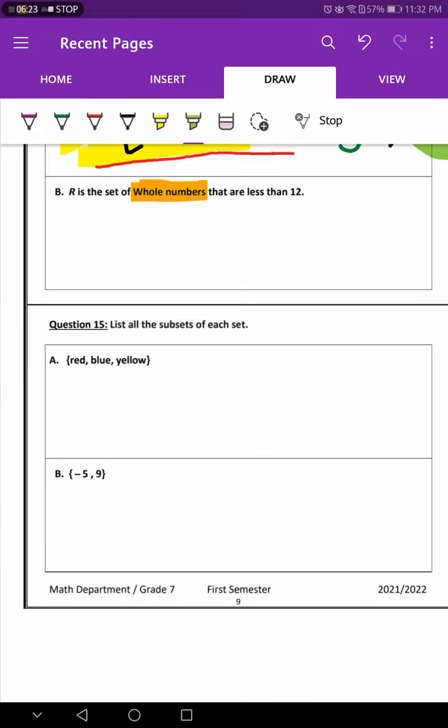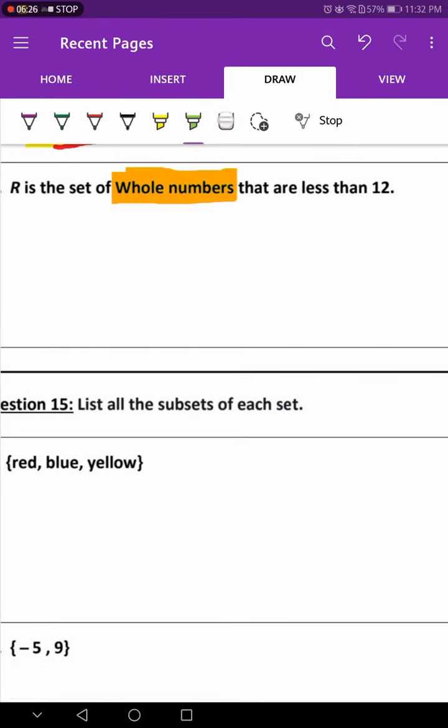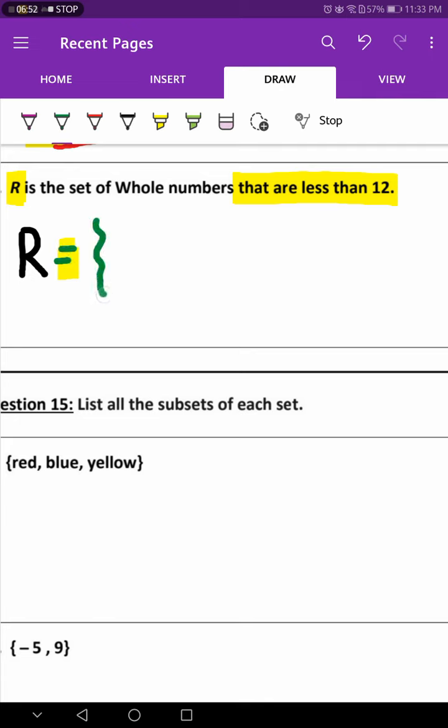I move here now. First of all, I will write it in roster form. Roster form means mention the elements. It is easy. R is the set of whole numbers that are less than 12. So in roster form, I care about the name of the set and the condition only. So R equals, I open the curly braces and take all the numbers that are less than 12.